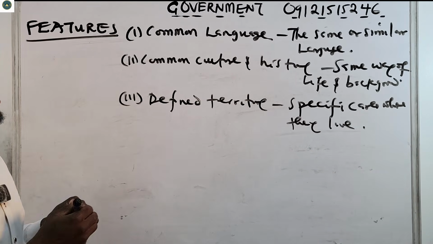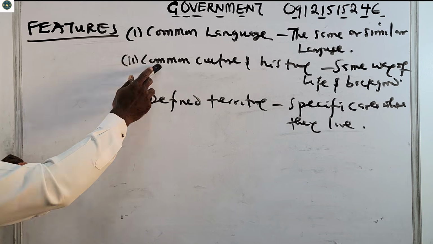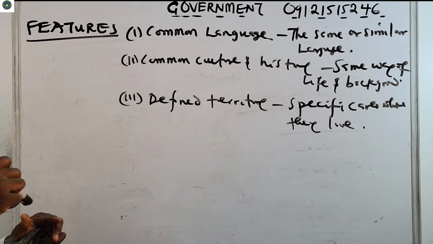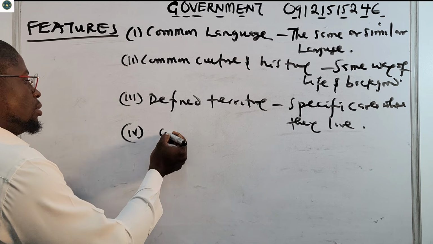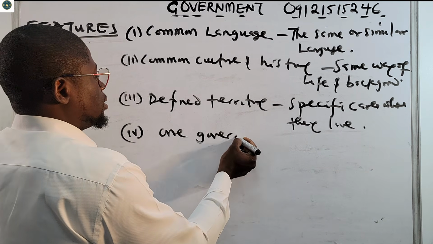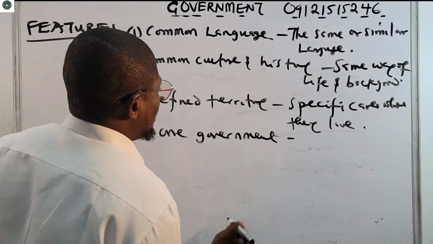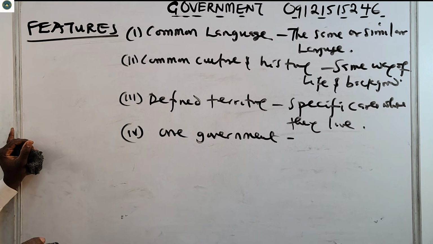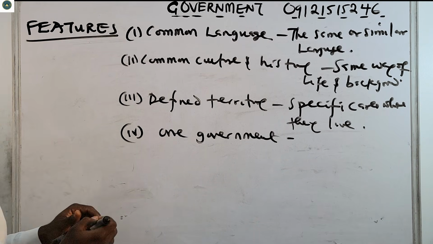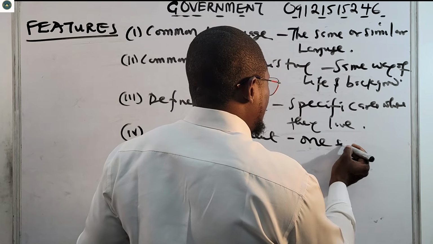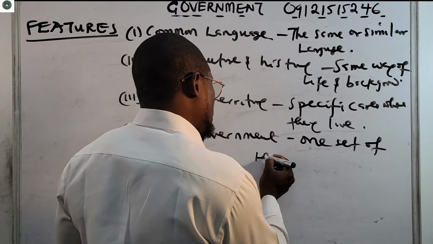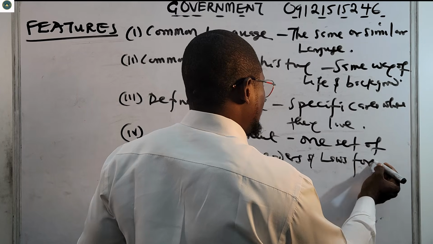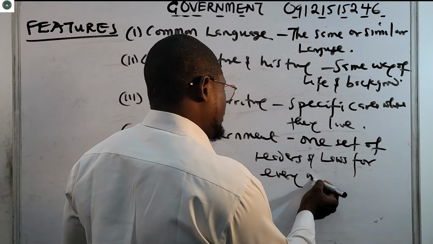Okay, so there's common language, there's common culture. Okay, there's a defined territory. But very importantly also, they have one government. Okay, so a nation state has one government. One set of leaders and laws for everyone.